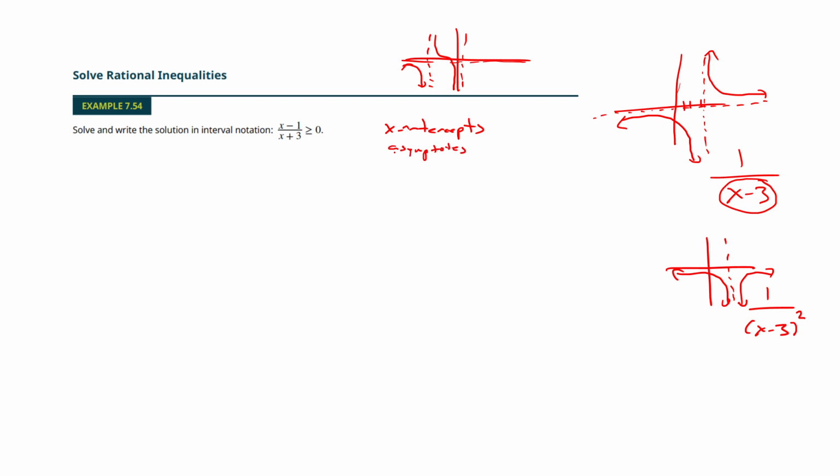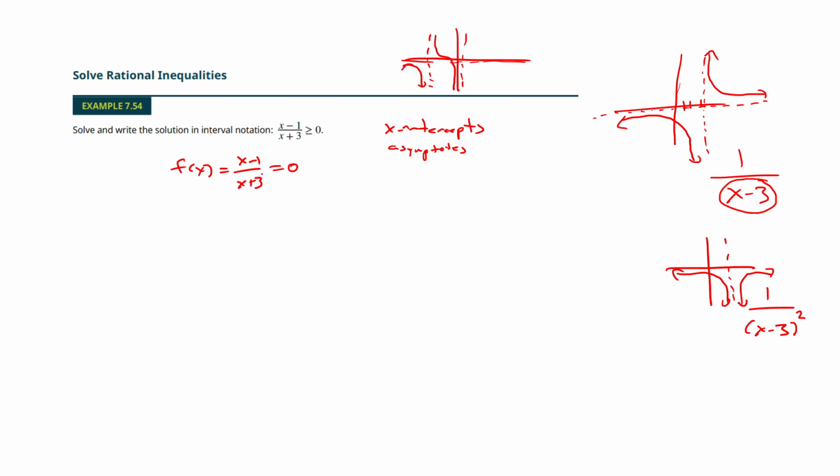And so what we're going to do is find these values. We're going to find the x-intercepts, we're going to find the asymptotes, and then we're going to have no other choice but to do some test regions. So let me show you what I mean. If I wanted to find the x-intercept for this function, that would be when the y is 0. So we're going to treat it like it's f of x equals x minus 1 over x plus 3. And we're going to say this is equal to 0.